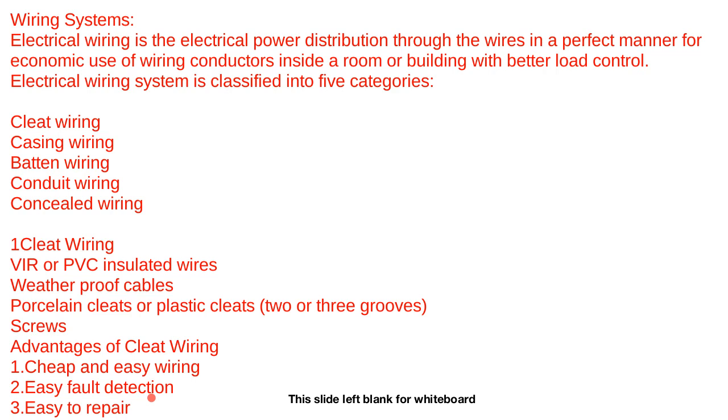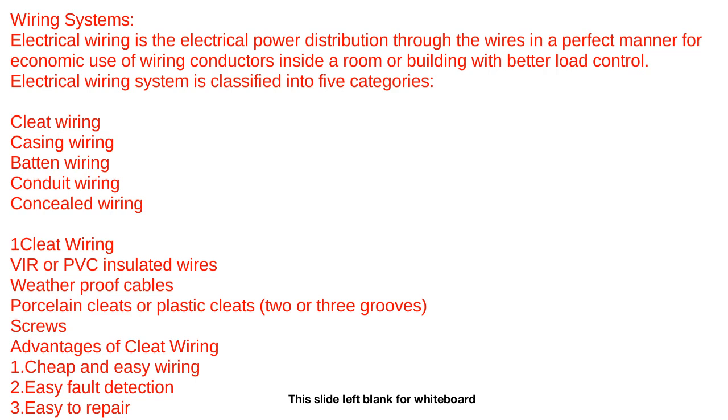So let us continue. Let us talk about the casing. We start off with the materials. What are the materials that are used in this type of wiring system? The materials used include, one, the wires. These wires, just like in the cleat wiring system, can be either PVC or the vulcanized Indian rubber type of wires. So PVC or the VIR insulated wires.